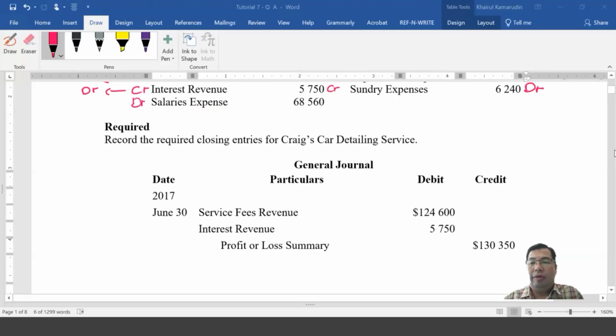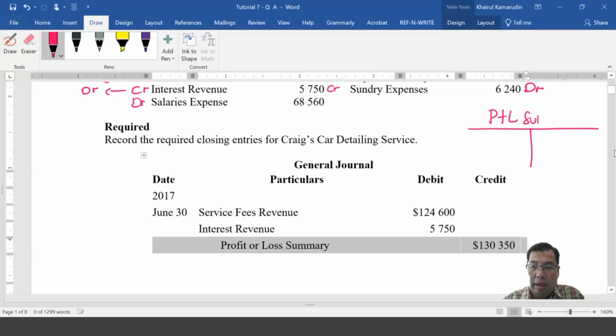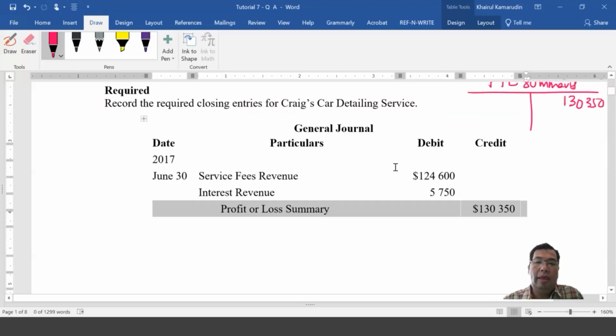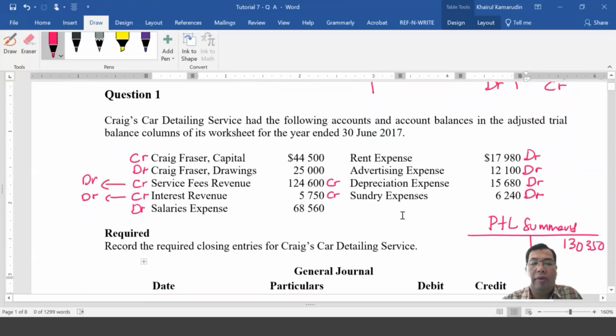So as a result from these transactions, we're going to have a P&L summary, okay, with a total of 130,350. The second step is to close all expense accounts. So how many expense accounts do we have? We have one here, salaries expense.